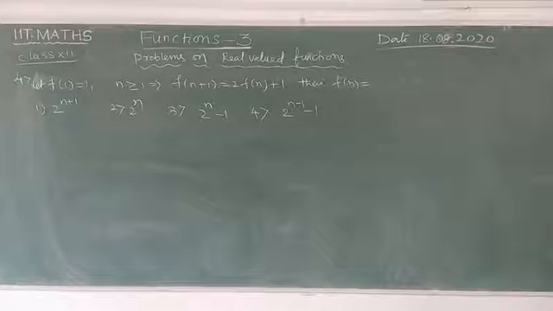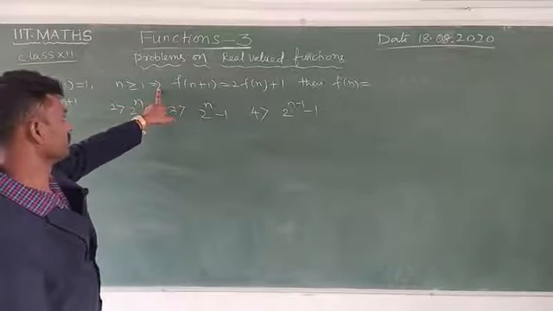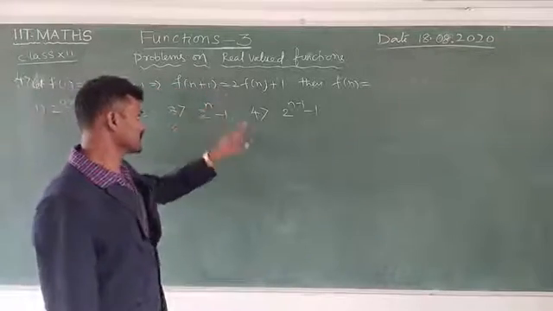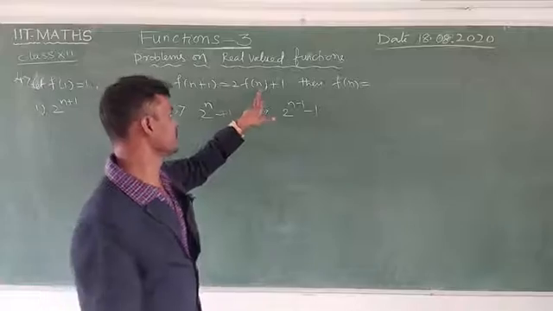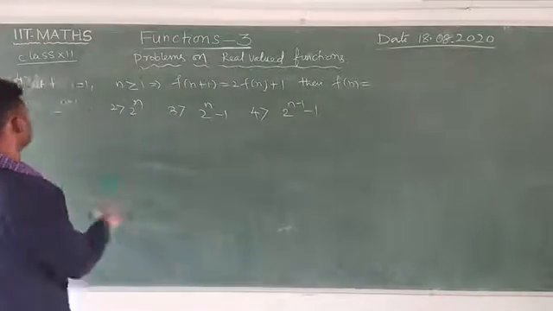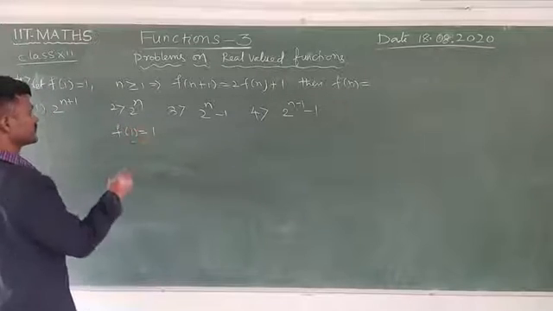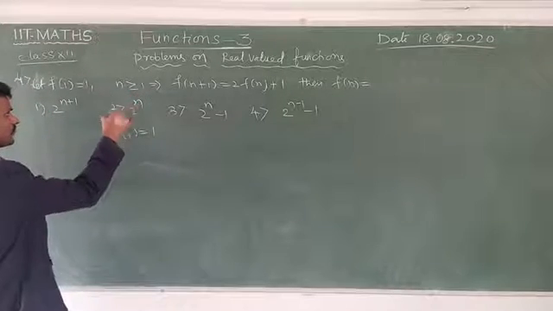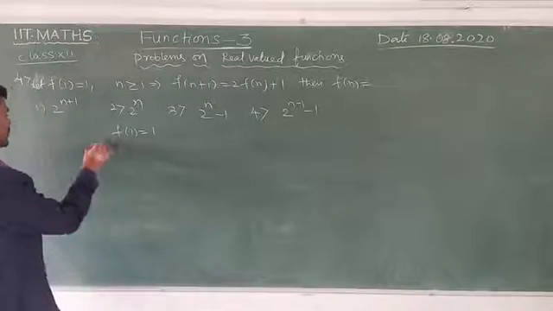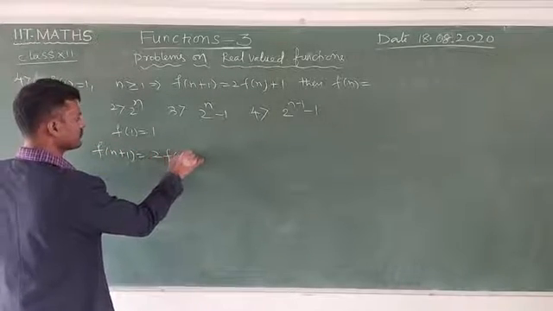Okay, next fourth one. Let f of 1 is equal to 1, n is greater than or equal to 1, implies f of n plus 1 is equal to 2 times f of n plus 1. Then find f of n value. Here 4 options are given. Now f of 1 value is equal to 1, and here n is greater than or equal to 1, no negative numbers. Then f of n plus 1 is equal to 2 times f of n plus 1.